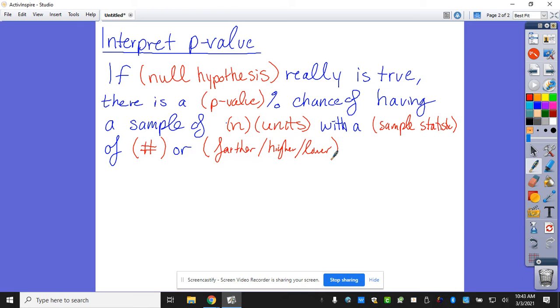Now, that last part, farther or higher or lower, if we're doing a less than one, it would be the probability of getting that number or lower. In general, it's the probability of that number or farther, but you can write it depending on which direction it is.